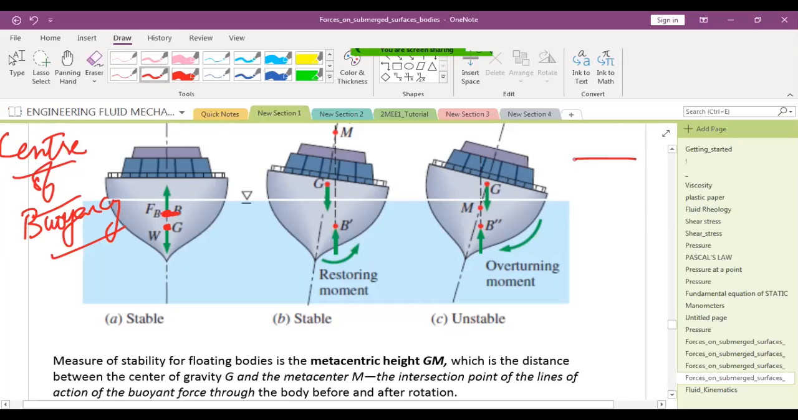If I say I have this rectangle, so this is a rectangle, and I ask you where is the centroid, you will say here is the centroid. Right? You call it the center of gravity if this is a volume. Now my question is, center of gravity means all the mass is assumed to be concentrated at a point. Now what do you mean by center of buoyancy?